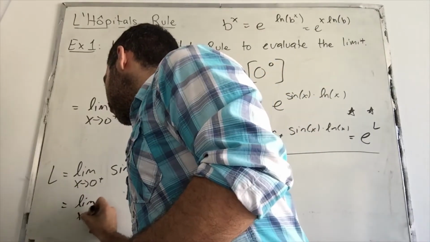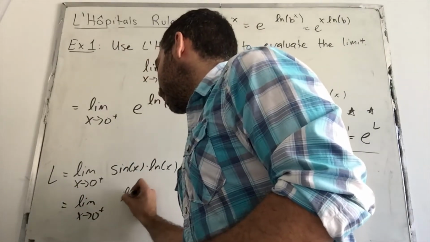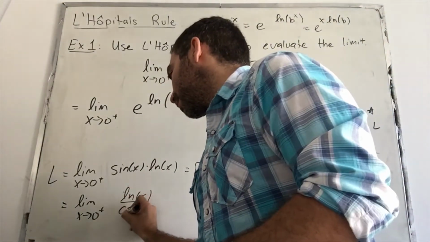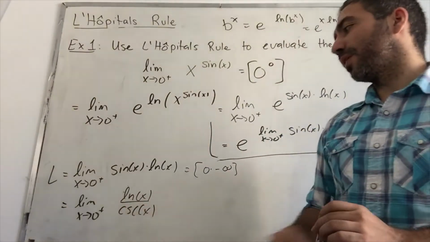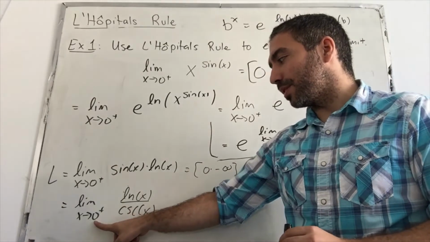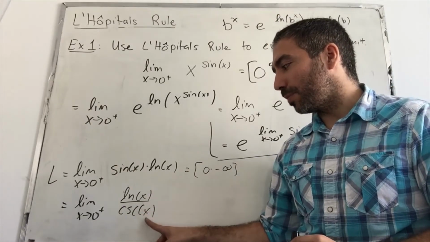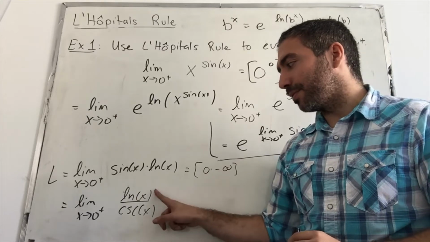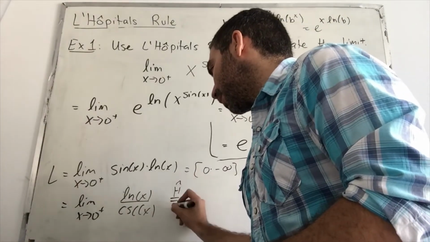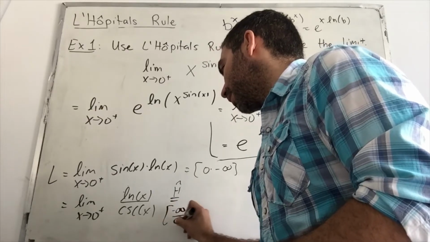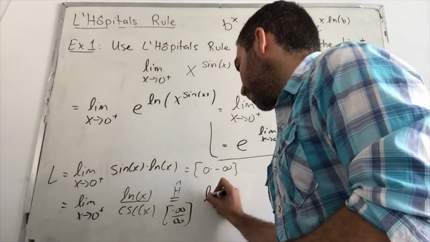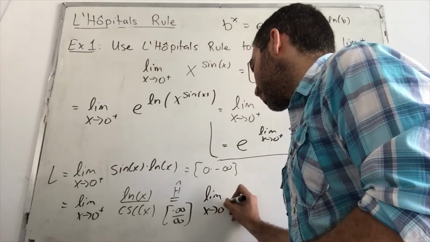And we're dealing with ln of x over, instead of sine, I'm going to deal with cosecant. Okay. So we have ln over cosecant. And now if we substitute 0, we have negative infinity on top. Substituting over here with 0, we get negative infinity over infinity. So we could apply L'Hopital's rule, because we have the form negative infinity over infinity. Okay. Taking the derivative of the top and the bottom, we get limit as x goes to 0 from the positive side.